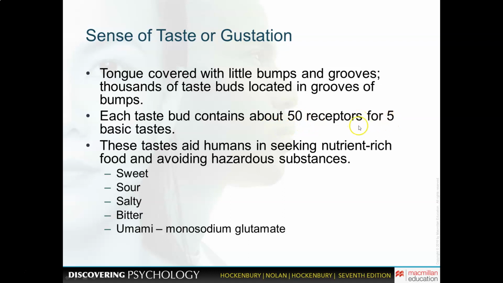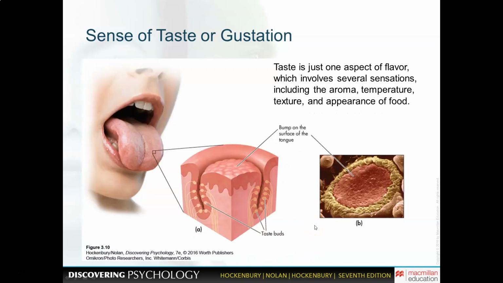And we are able to perceive 5 different basic tastes, which are sweet, sour, salty, bitter, and then what's also called umami. That's actually a Japanese word, but take for instance monosodium glutamate, MSG, so chemical types, flavors, that kind of thing. Okay, let's look ahead here.